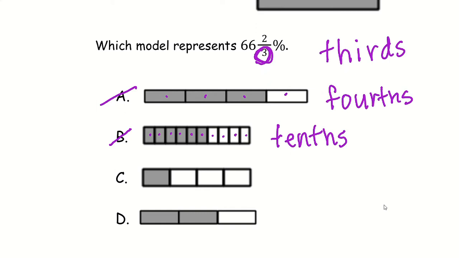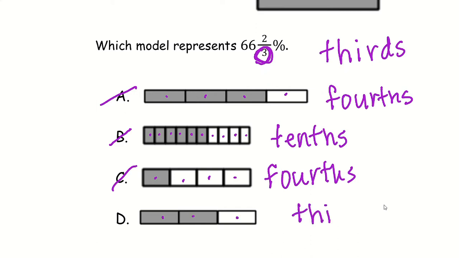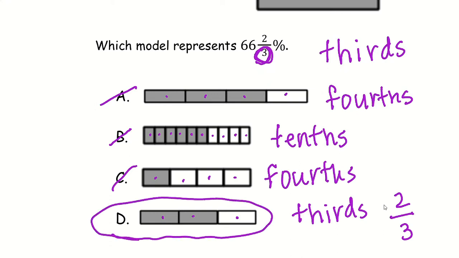Okay, this piece I've got 1, 2, 3, 4 pieces. Oh, no. Fourths again. This one we have 1, 2, 3. Ooh, this one is thirds, and 2 of them are shaded. So out of a total of 3, 2/3 as a percent is 66 and 2/3. Kind of process of elimination. I'm choosing D here. I like that.